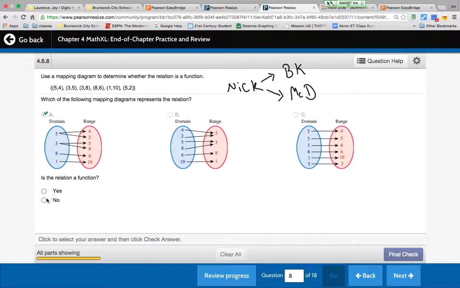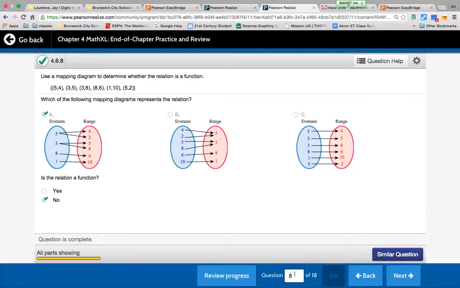Is the relation a function? No. Why not? Because 5 is going to 2 different places at the same time. All right. Oh, I'm doing such a good job getting so ready for this test.